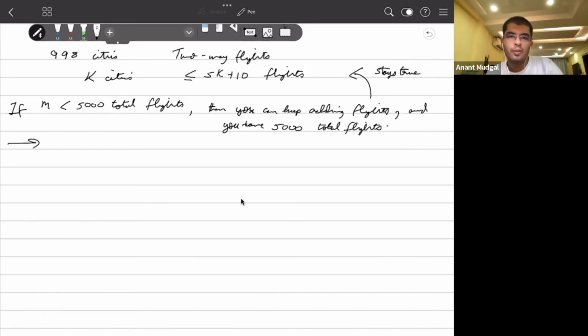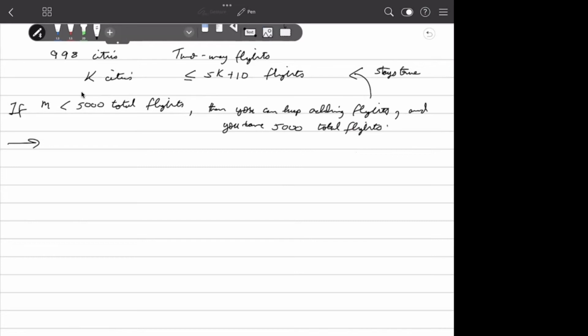So they're explicitly asking you for an algorithm. Somehow you have these 998 cities, you have any k cities, at most 5k plus 10 flights between them, and you have less than 5,000 flights in total. So you can keep adding flights between cities such that you have 5,000 total flights at the end of it, and the previous condition is still true after the process. After you've done all this adding new flights, the previous condition is still true. So prove that you can do this.